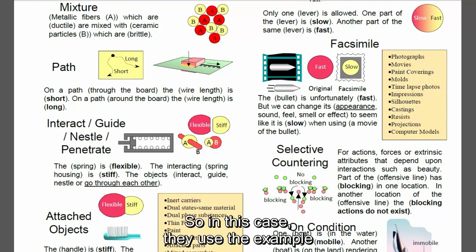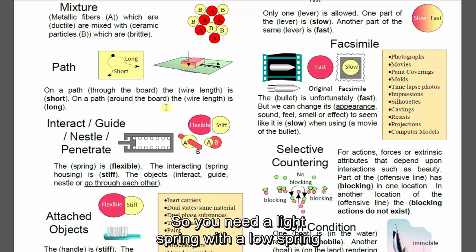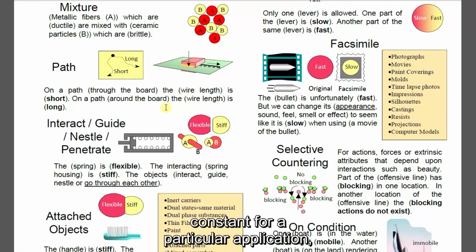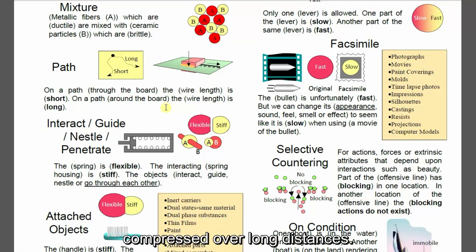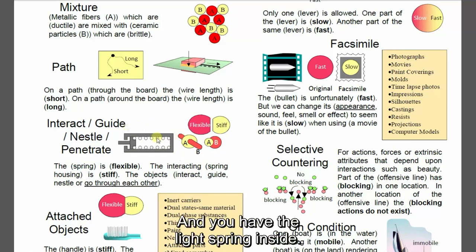So in this case, they use the example of a spring inside a housing. So you need a light spring with a low spring constant for a particular application, but you need it not to buckle when it's compressed over long distances. So you have a rigid housing, see here, and you have the light spring inside, and that way you get the benefit of both.